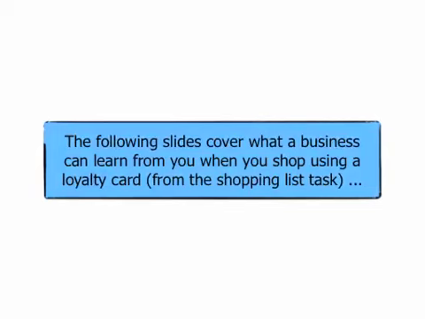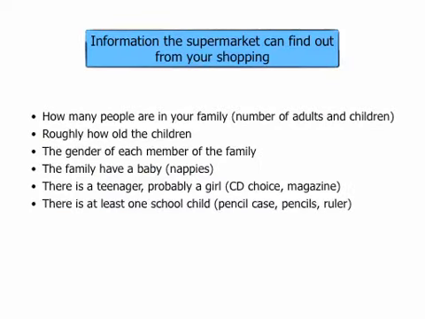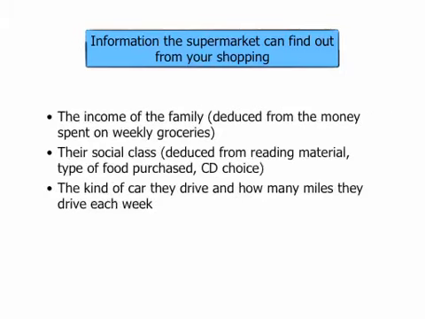The following slides cover what the business can actually learn from when you shop using a loyalty card, taken from the shopping list task that you've just completed. So, they can discover how many people are in your family, roughly how old your children are, the gender of each member of your family, whether the family have a baby, if they have a teenager, possibly a girl, given by the magazine that was bought. There is at least one school child, given the pens and pencils and ruler.